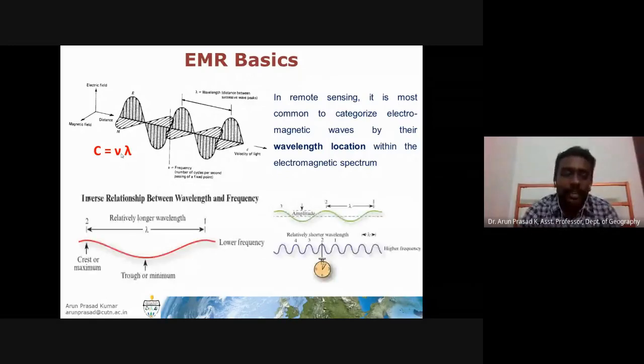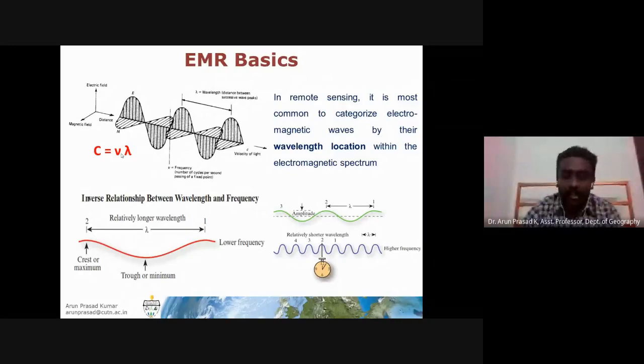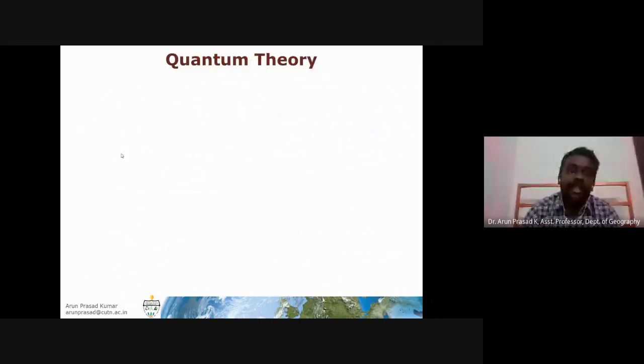If the wavelength is relatively longer, then the frequency is lower. And if the wavelength is relatively shorter, then the frequency would be higher, because more waves could pass a particular point at a particular time. That's why the frequency is higher for the shorter wavelengths. So we understand there is an inverse relationship between wavelength and frequency.